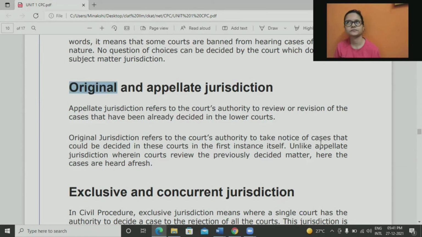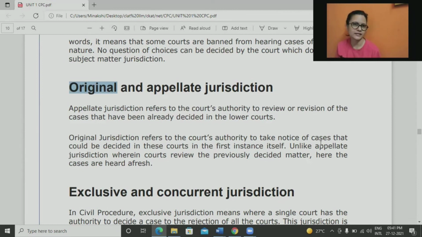Plus, a lot of tribunals are being set up, right? So if you are not happy with the decision of a certain tribunal, there also you can approach the high court. That also will be original jurisdiction, because you are not coming from the subordinate courts, but going directly to the high court from a tribunal.